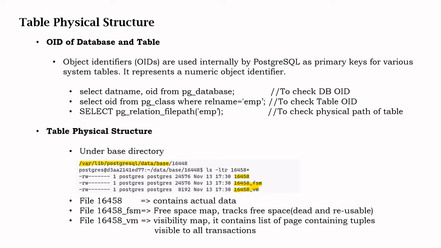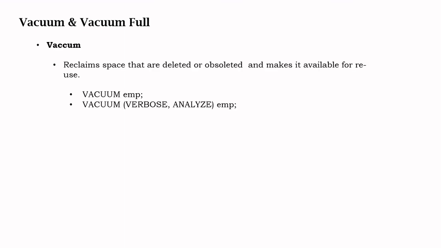Now let us move to our main topic, vacuum and vacuum full. Let us understand first, why should we use vacuum? What is the purpose of vacuum? Vacuum reclaims the space for the records which are deleted or obsolete and makes it available for reuse. Until the obsolete or deleted records are marked as reusable, that space will not be used. For that, we use the vacuum table_name command.